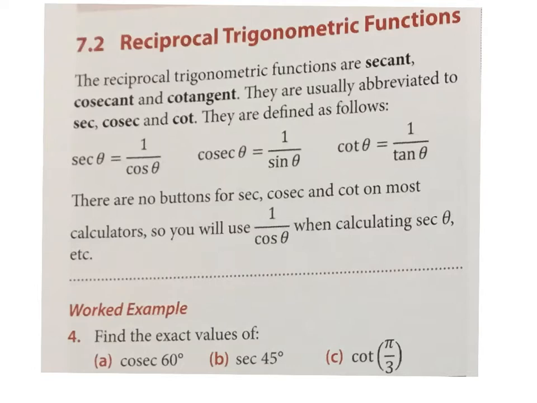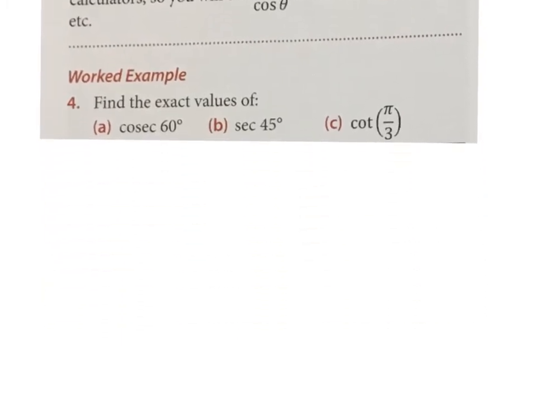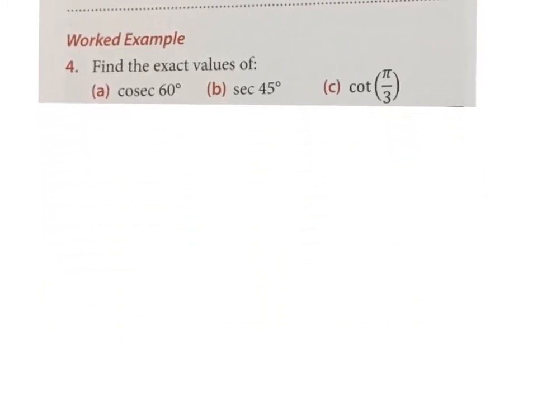So the reciprocal trigonometric functions. The reciprocal trigonometric functions are secant, cosecant, and cotangent, or sec, cosec, and cot. They are defined as sec is 1 over cos, cosec is 1 over sine, and cot is 1 over tan. There are no buttons for sec, cosec, and cot on most calculators, so you will use 1 over cos when calculating sec, etc. Just going to work through the worked examples.